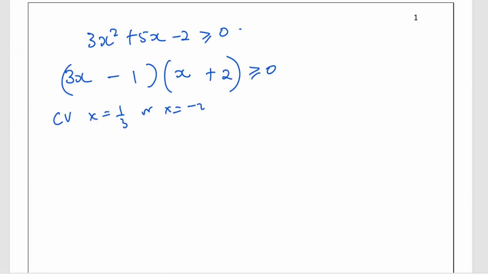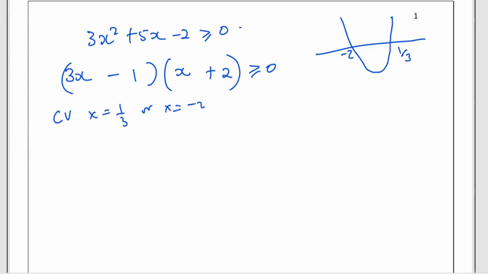Now I have to represent this. So if I'm to use a parabola, our a is already a positive. So if this is negative 2 and then this is a third, meaning that we're focusing on the area when it is greater than 0. So this is the shaded part that we are interested in, and this is the shaded part we are interested in. Alternatively, we can say that x should be less or equal to negative 2, or x must be greater or equal to 1 over 3. So those are the solutions for that 1.1.3.